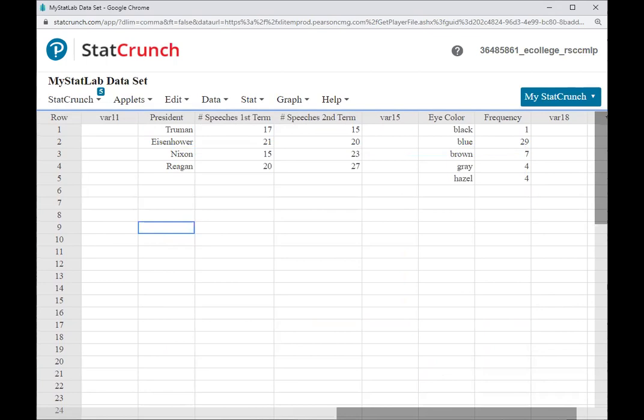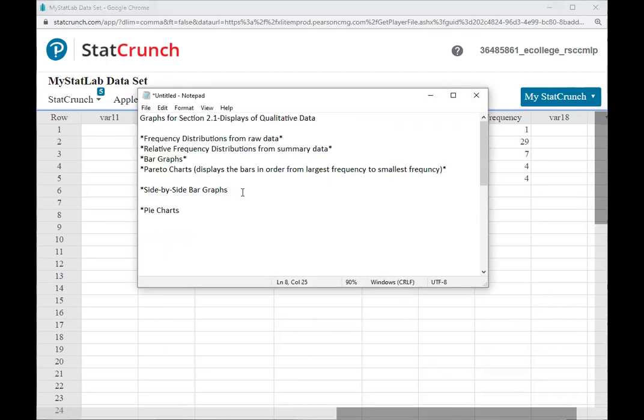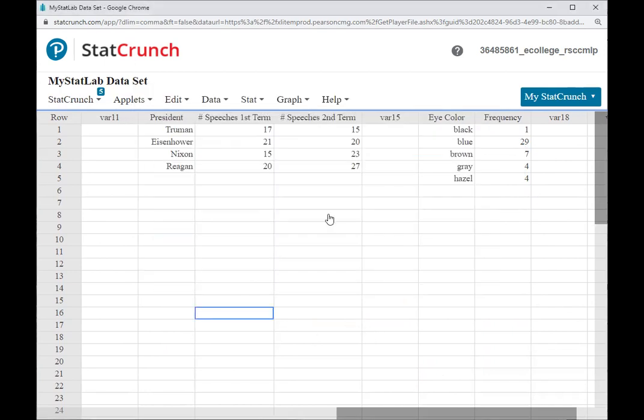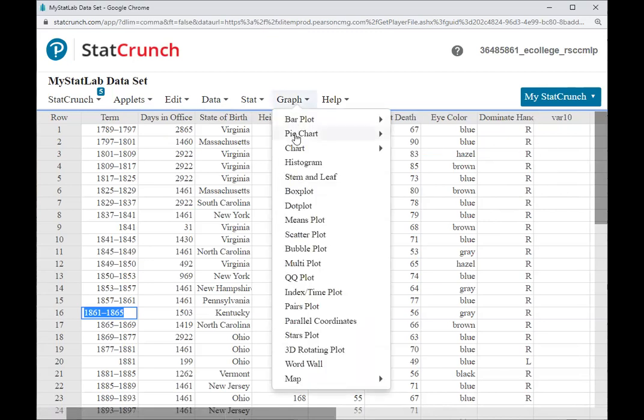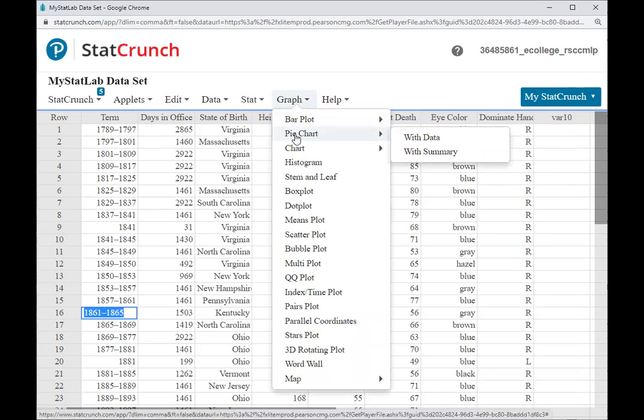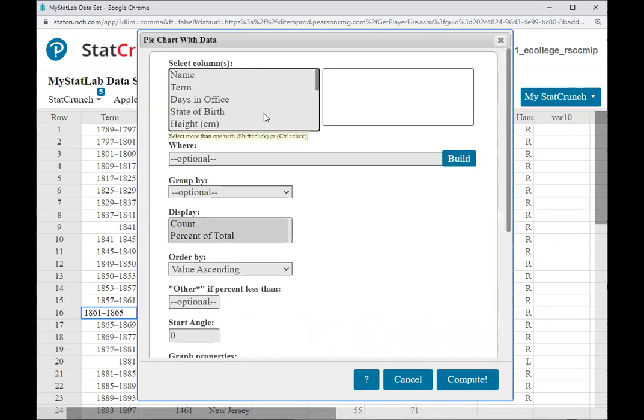All right, so that takes care of everything except for our pie chart. So I'm gonna mark that one. And for our pie chart, I could make pie charts of lots of different data here. I've got raw data and summary data. When I do pie chart, it gives me the option of both. So for one of them with data, I'm going to do the dominant hand, so right hand versus left hand. And so I'm going to scroll down until I find, there we go, dominant hand.